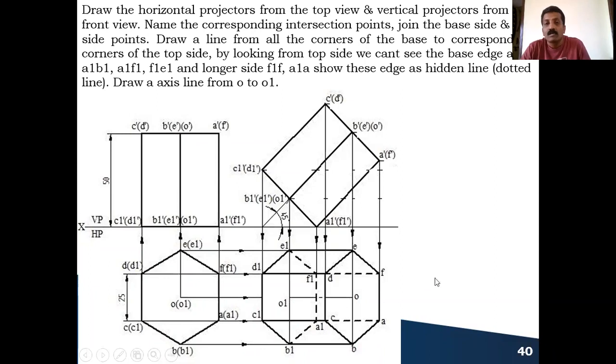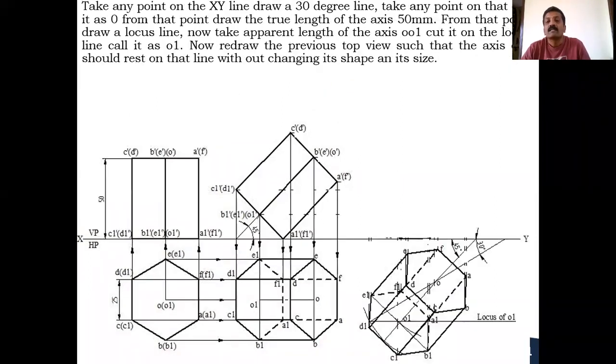Next, coming to the final view. So here he has given the axis is inclined at 30 degrees to VP. So this inclination, whatever he has given, is the true inclination. Okay. So what you have to do, you take any direction on the XY line, you can draw a 30 degree line in any direction. Okay. So now after taking the 30 degree line, you take the axis point O anywhere. You locate that point, you call that the axis O.